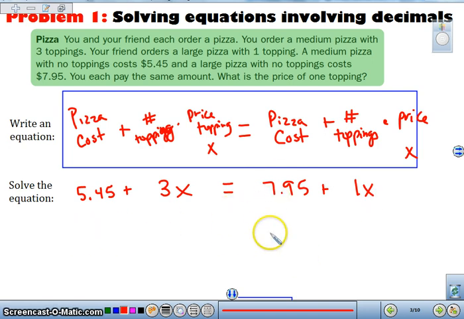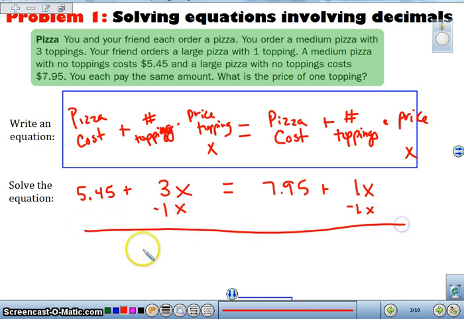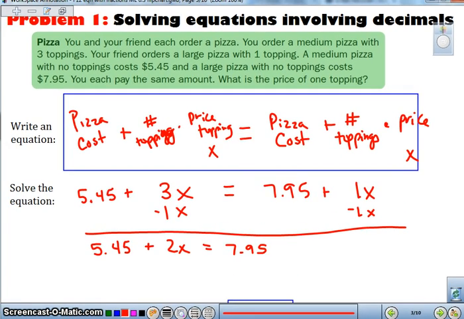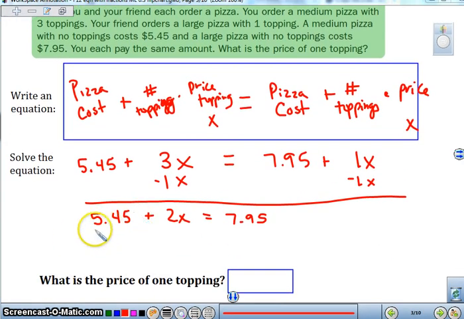How do we do it? We get all variables on one side. Now, could you at this point multiply everything to get rid of your decimals? We could. In this case, I think sometimes you're dealing with money. $5.45 plus 2x equals $7.95. This is not one where I would probably think I have to multiply by 100. Could you multiply by 100?